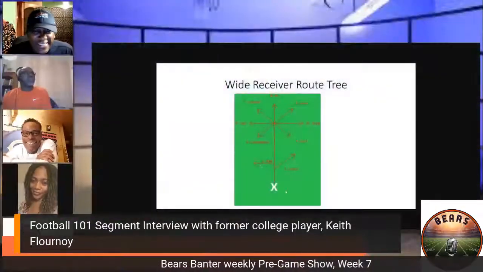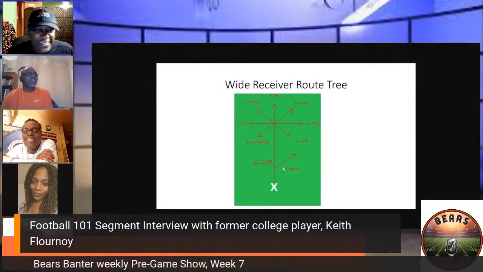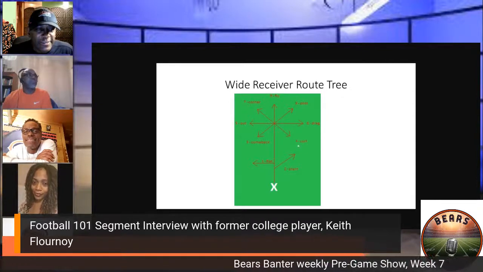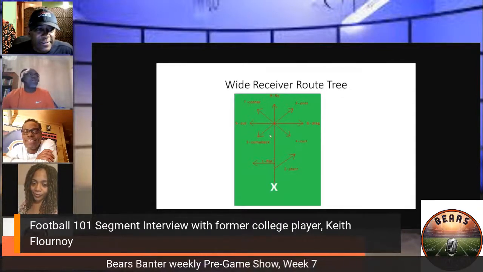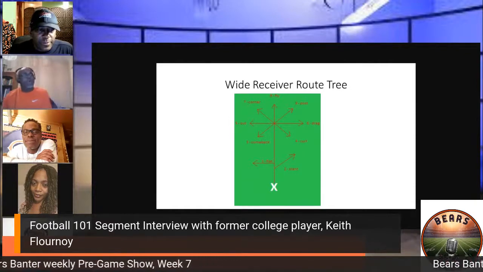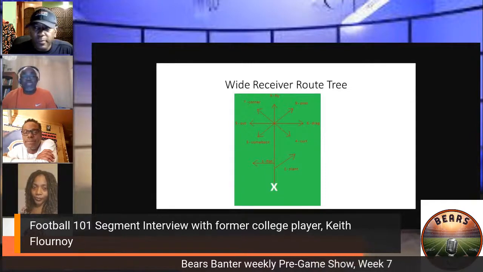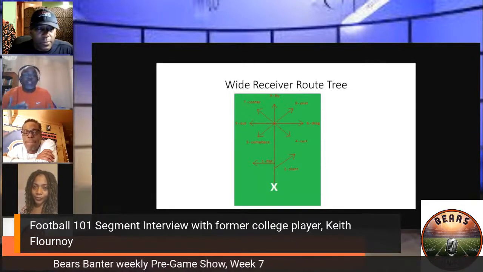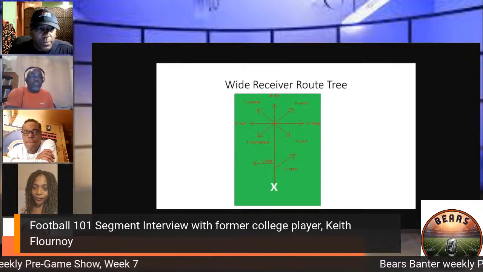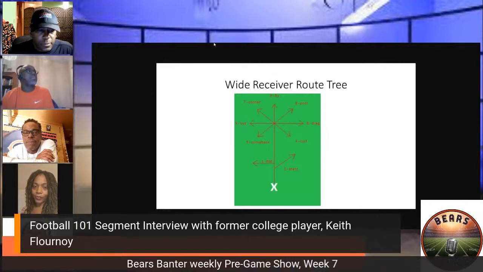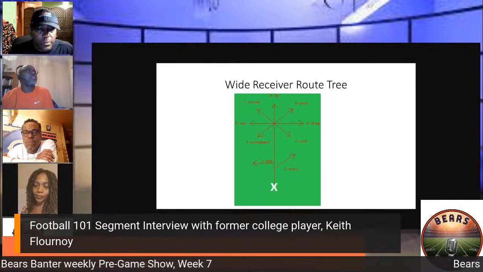What we can see if we're actually looking at this route tree, we see all these different routes that the receivers are running. One, you're seeing a receiver running a flat. Another, you're seeing him running this number 4 curl or the out or whatever. If I'm trying to keep up with this guy man-to-man, that is a nightmare. And that's a nightmare if it's a guy that's slow with little skills. Somebody that's actually skilled that makes every route look the same, it's going to be extremely difficult to keep up with him. So in that case, what we end up doing is going into what's called a zone defense.